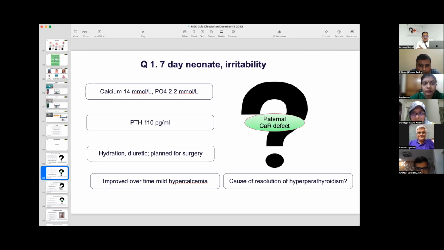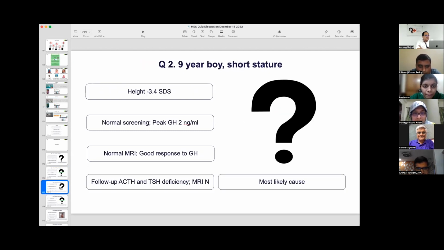Now the second question is directly to Dr. Reshma. The question is: a 9-year-old boy with very short stature, minus 3.4 SDS. Normal screening investigations, low growth hormone, normal MRI initially. He had a good response to GH. So this is a very early onset GHD, looking mostly like a congenital growth hormone deficiency. On follow-up, initially he did not have deficiencies of other hormones, but later on ACTH and TSH deficiencies developed. So people thought this could be a new tumor or something, but the MRI was normal.